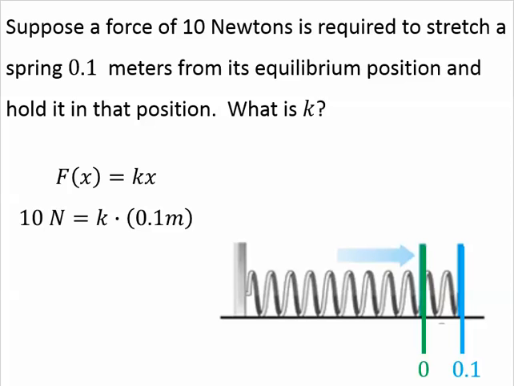Well, we're told that 10 newtons equals K times 1/10 of a meter. Solve for K, and we get that K is equal to 100. So f of x for this spring is equal to 100 times x.